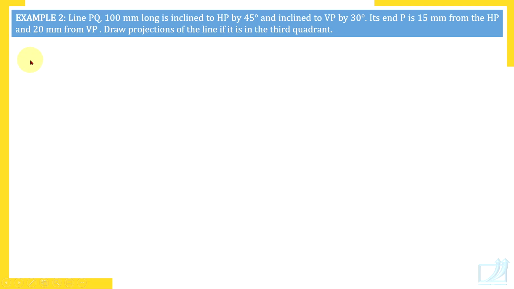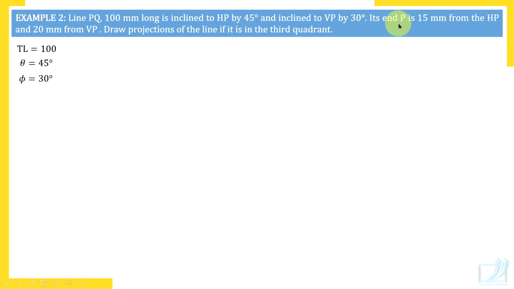Use notations. So true length is 100 millimeter. Line is inclined to HP by 45 degrees. Remember, clear statement, there is no possibility of confusion. It is a line inclined to HP, not top view of the line, not front view of the line. It is line inclined to HP by 45 degrees, means it is true inclination with HP. Theta is 45 degrees. Line is inclined to VP by 30 degrees. It is true inclination with VP.